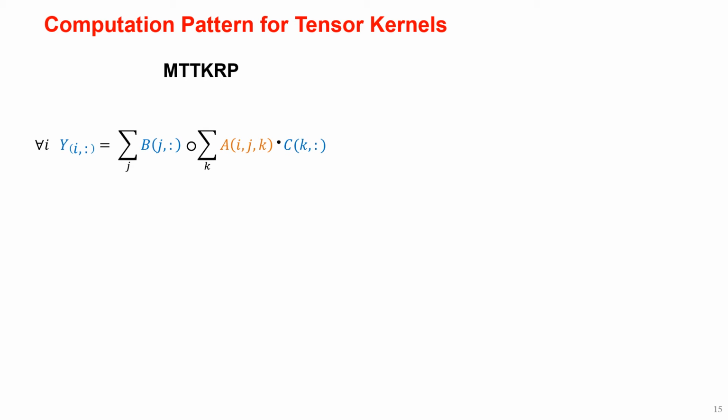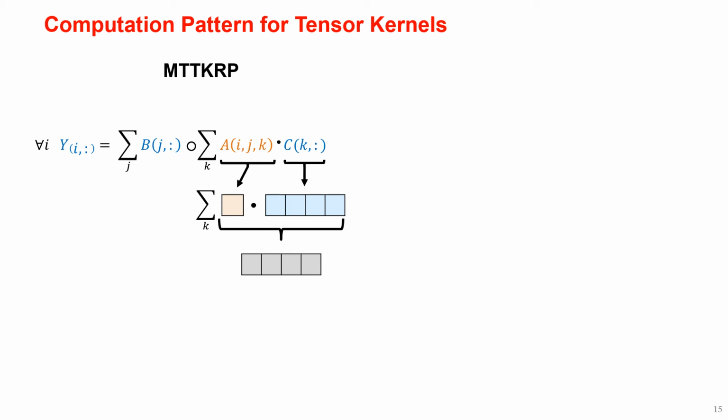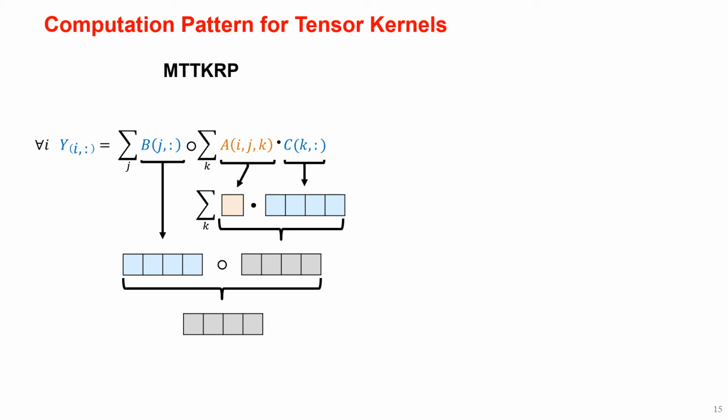For MTTKRP, we first take a non-zero value from the sparse tensor A and multiply it with a row from the dense matrix C and sum the results to get a partial result vector. We further take a row of B and perform an element-wise multiply to get another partial result vector. And then we sum these up to get a row of the dense output matrix.